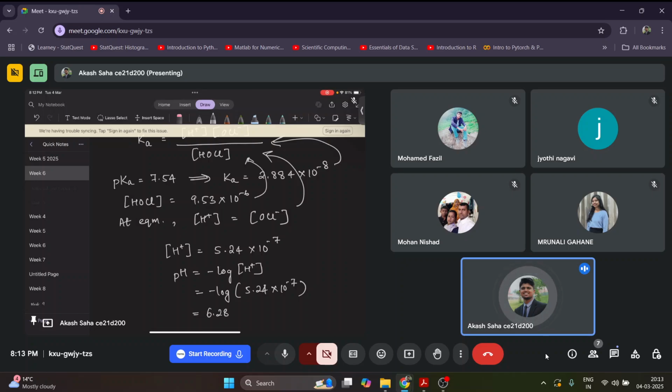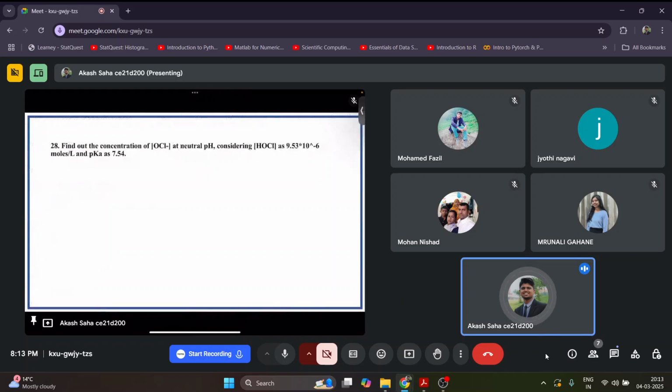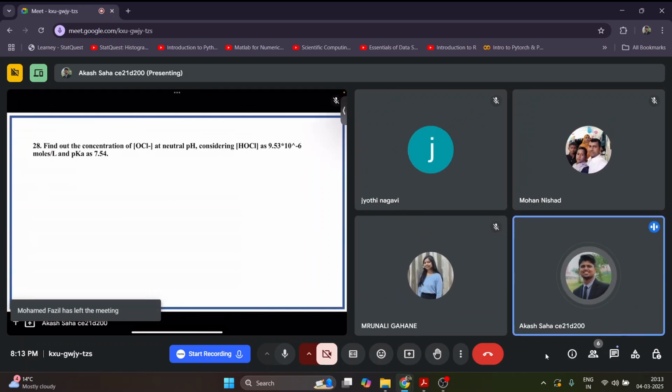Okay, I have one more similar problem because these kind of questions are asked generally. So I will show one more problem and we will solve it. Here it says find out the concentration of OCl minus at neutral pH, considering HOCl as 9.53 x 10^-6 moles per liter and pK as 7.54. So again, pK 7.54 is given. We have to find out the concentration of OCl minus, and here the pH is mentioned.